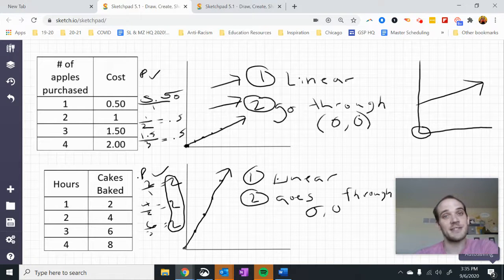Today, you're going to have a chance to practice this, to take tables, to look at the graphs, and to see if they are proportional relationships.